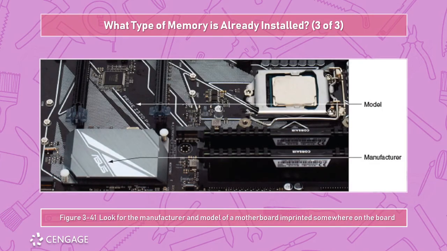We want to take a look at the motherboard as well. Here we can see that it says that it is a Prime Z370P from Asus. So that gives us the ability to identify what motherboard we have and make sure of the compatibility before purchase and installation.